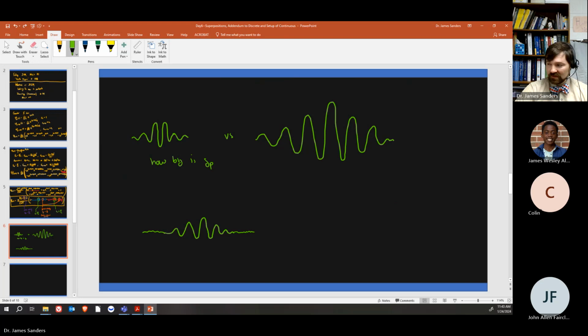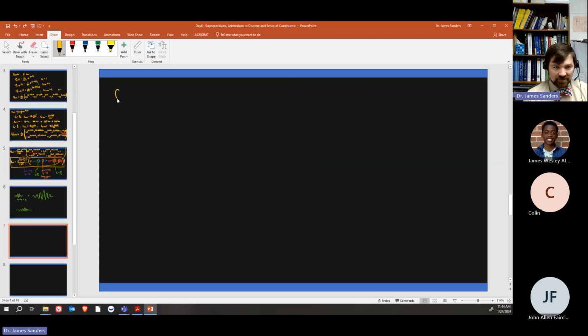Okay, so let's transition from there to the very beginning, basically the setup for a continuous superposition. And all I'm going to do is the setup, because I think I'll run out of time, and then next time we'll actually do something with that superposition. So the setup looks like this.